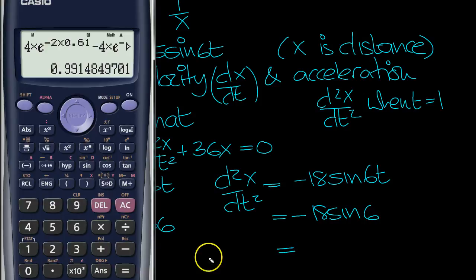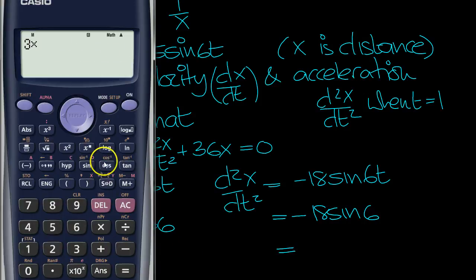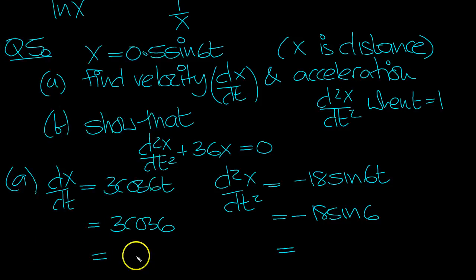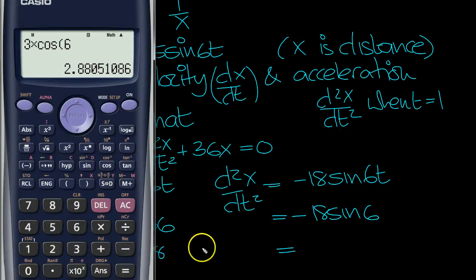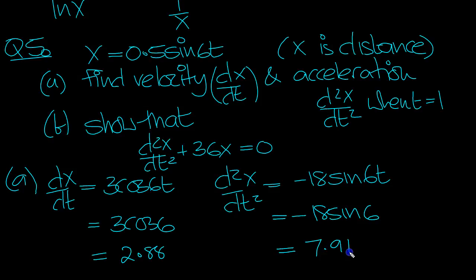So we need to tap that in the calculator. 3 times cos 6, 2.88. And this one, minus 18 times sine of 6, 7.91. So that's the velocity and acceleration when t equals 1.